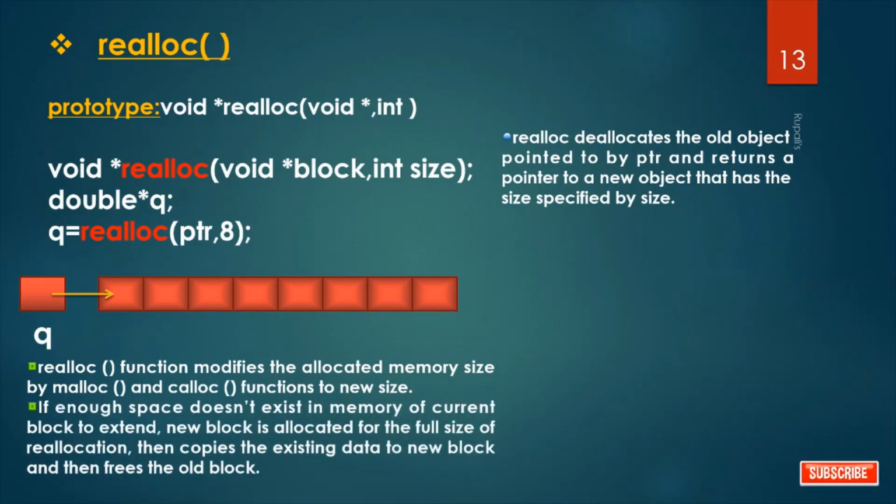If enough space does not exist in the current block to extend, a new block is allocated for the full size of the reallocation. Then it copies the existing data to the new block, then frees the old block. In such cases, the realloc function is used.